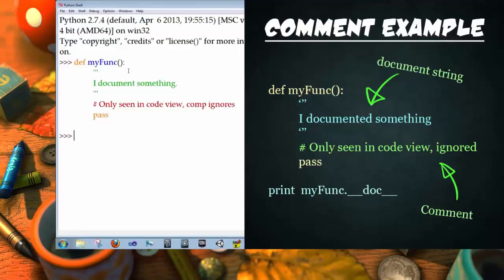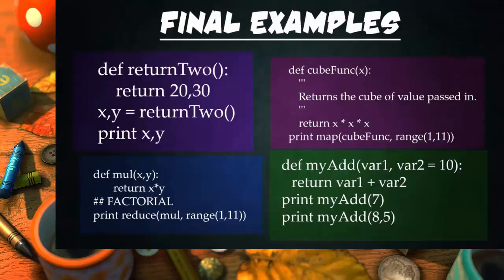So now we're going to type in a special command that will allow us to see the document string. So type in print myfunc.__doc__, enter. And now we can access the document for that specific function we created. And it says, I documented something. Cool. All right, that's it for this lesson.